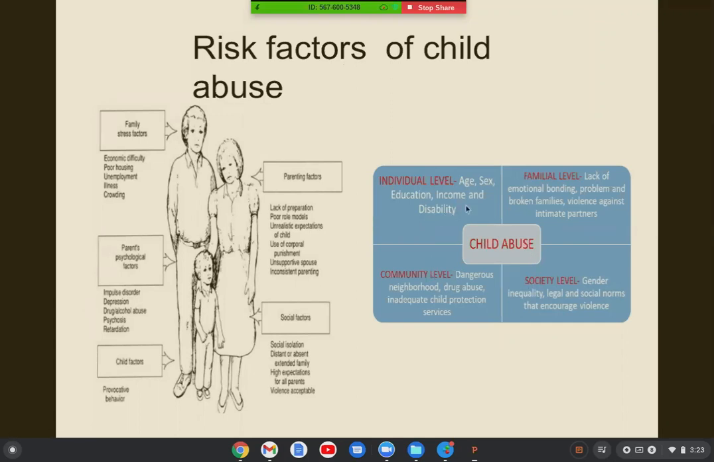So a child from a poorly educated, low-income family, or a disabled child, will be more prone. Lack of emotional bonding, gender bias, broken families, and violence against intimate partners make a child more prone. A dangerous neighborhood, drug abuse, and inadequate child protection services mean the child will be more harmed. Gender inequality overall, and legal and social norms that encourage violence, also harm the child. So the child is the epicenter for any kind of societal insult or any kind of instability in society.